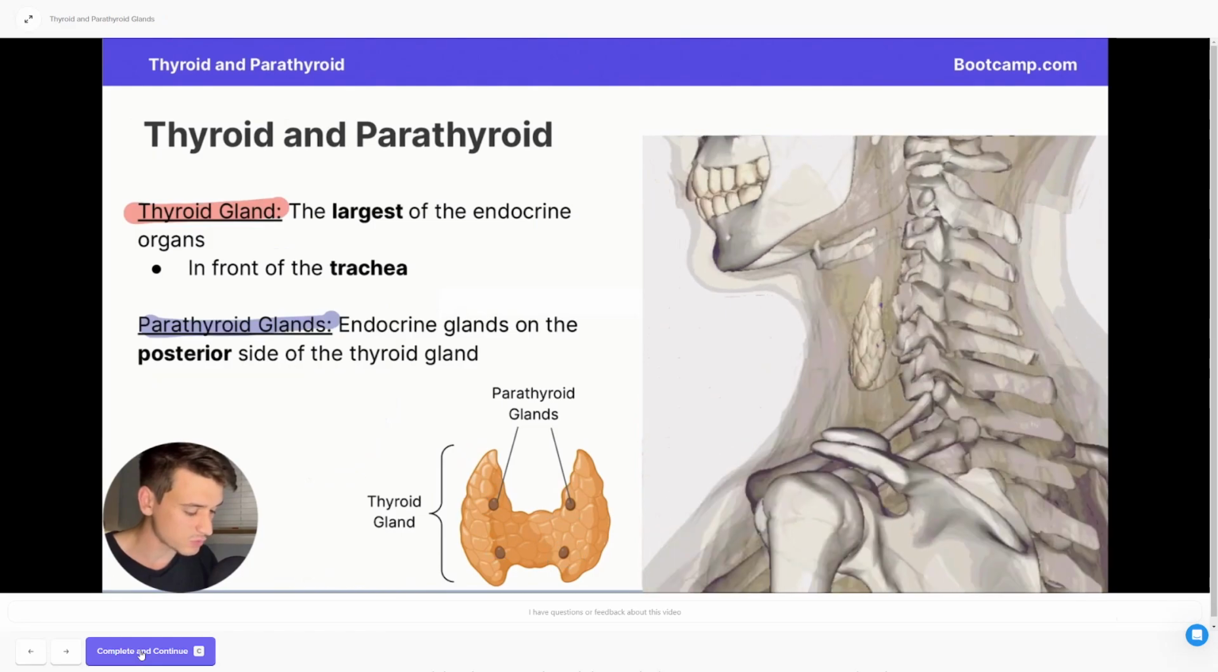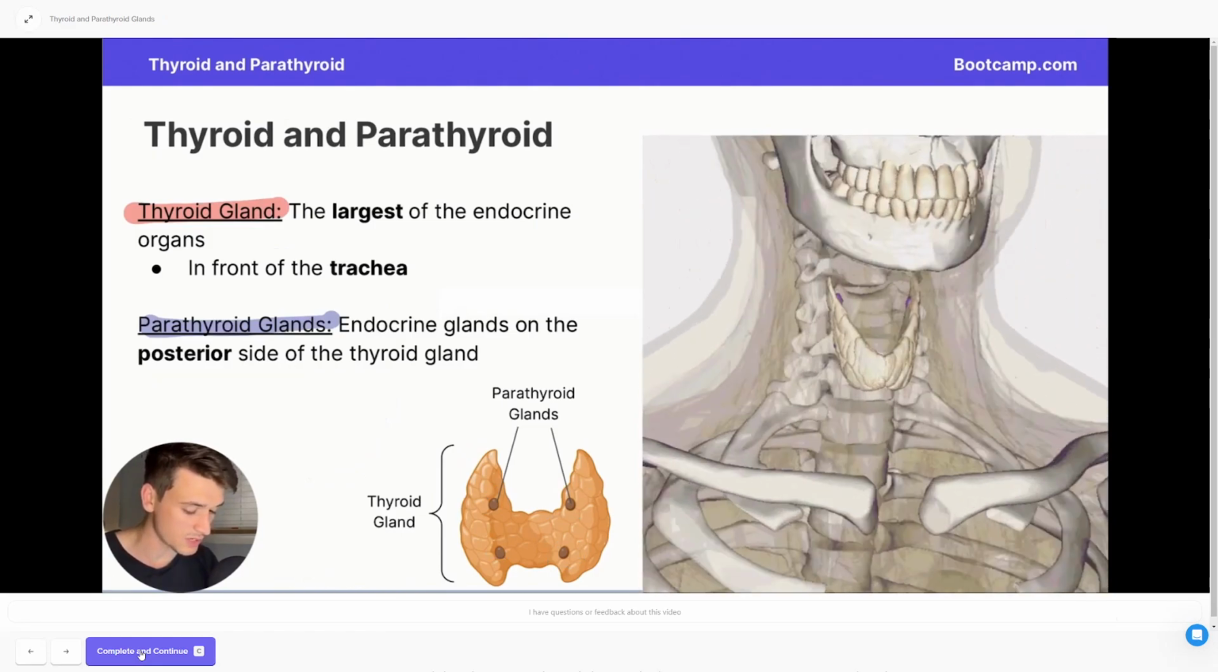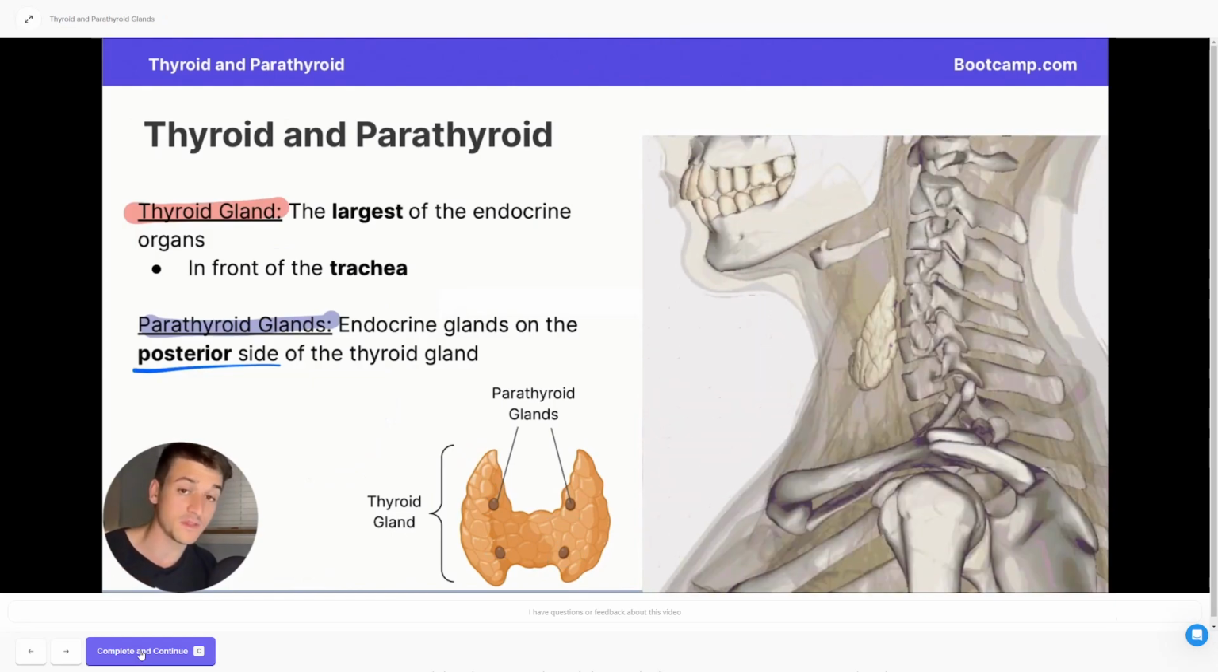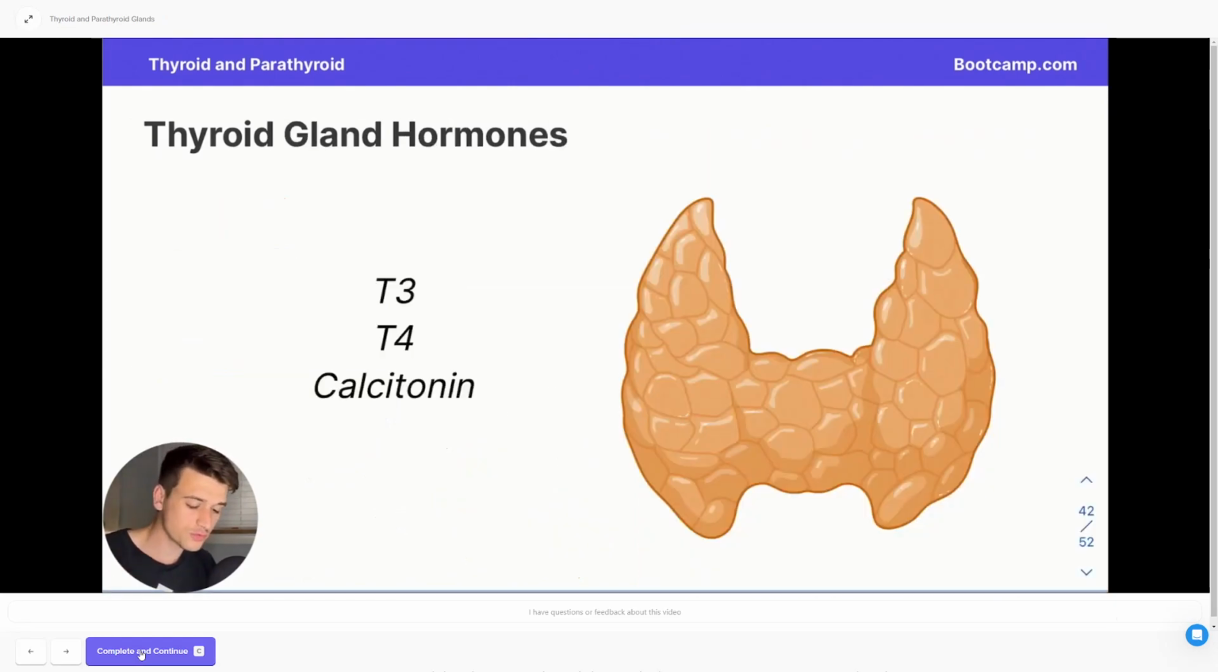Notice as the model rotates, the posterior side of the thyroid gland becomes visible, revealing the location of the parathyroid glands. But the true functions of each will be revealed as we dig a little bit deeper into the released hormones. So let's go ahead and talk about the thyroid gland first. The three important hormones released are known as T3, T4, and calcitonin.